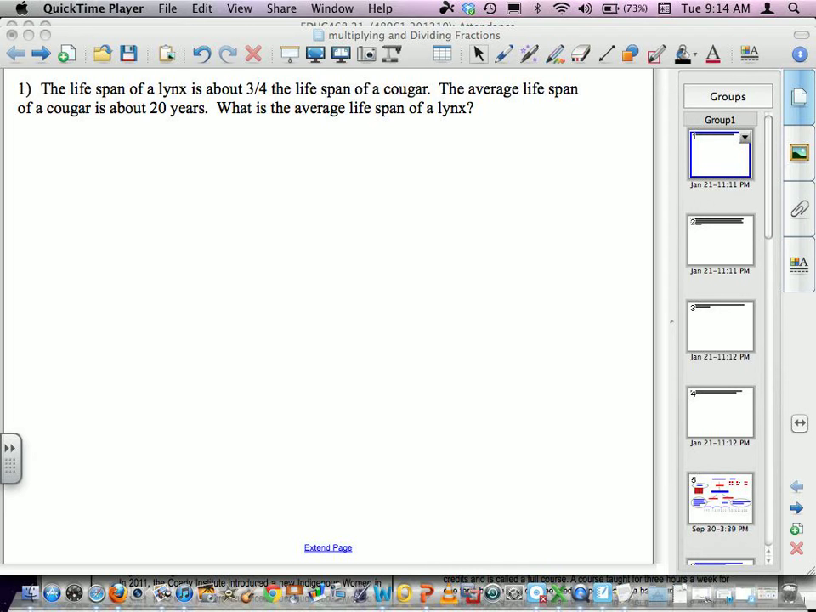Okay, so the lifespan of a lynx is about 3/4 the lifespan of a cougar. The average lifespan of a cougar is 20 years. What is the lifespan of a lynx? How did you do that?